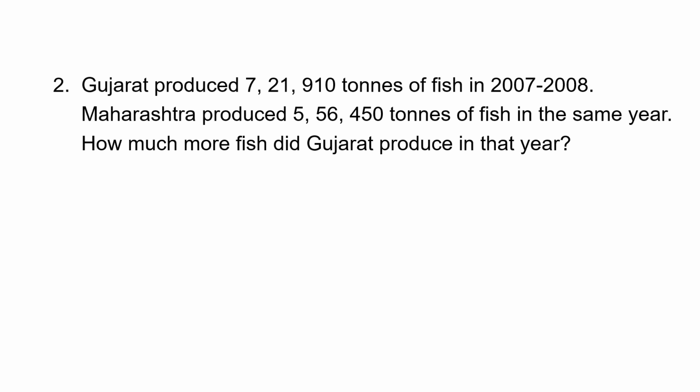Gujarat produced 7,21,910 tons of fish in 2007-2008. Maharashtra produced 5,56,450 tons of fish in the same year. How much more fish did Gujarat produce in that year?